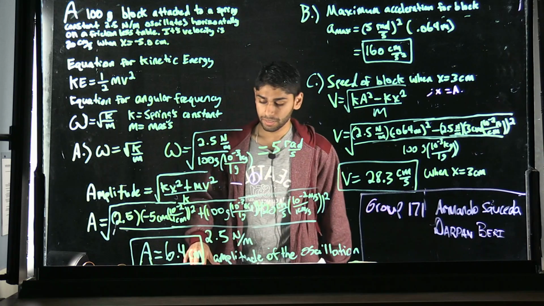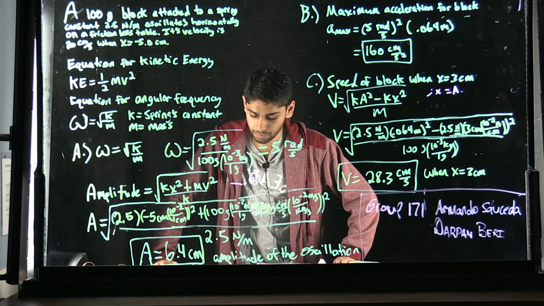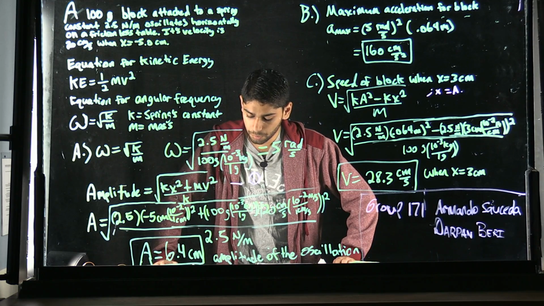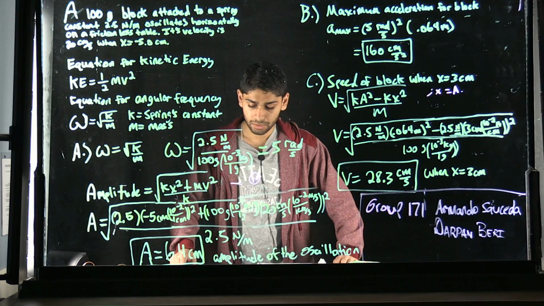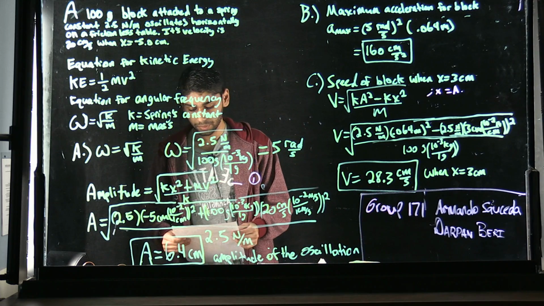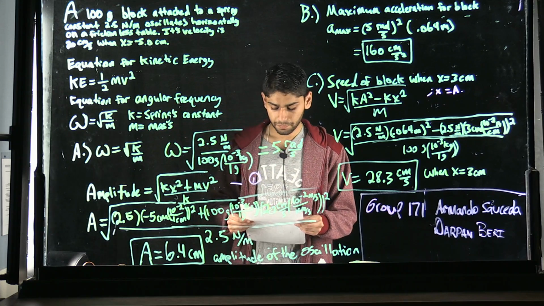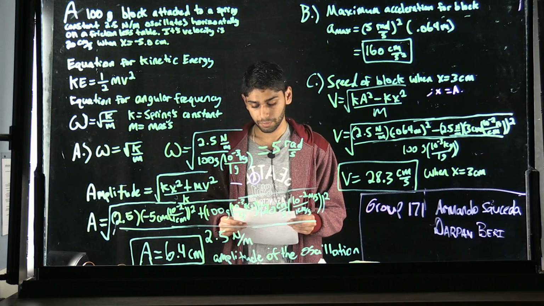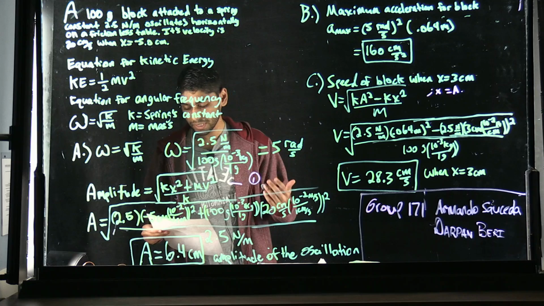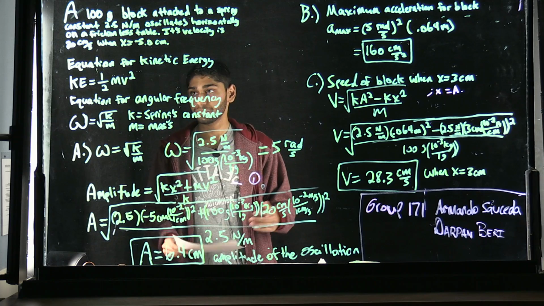Our problem is a 100-gram block attached to a spring with spring constant 2.5 Newton per meter oscillates horizontally on a frictionless table. Its velocity is 20 centimeters per second when x is negative 5 centimeters, measured from the equilibrium point. First, we'll solve: what is the amplitude of the oscillation?